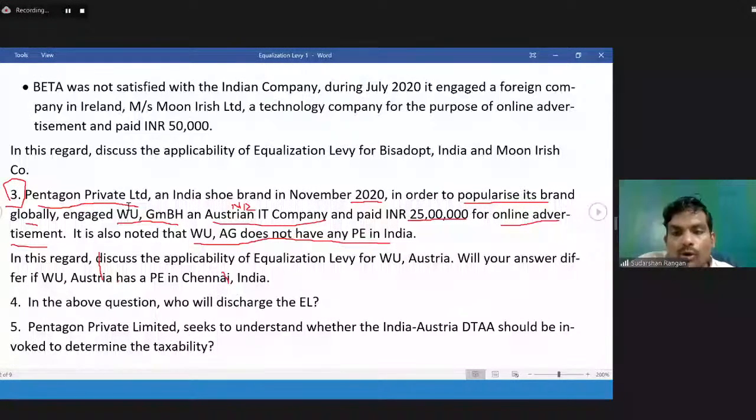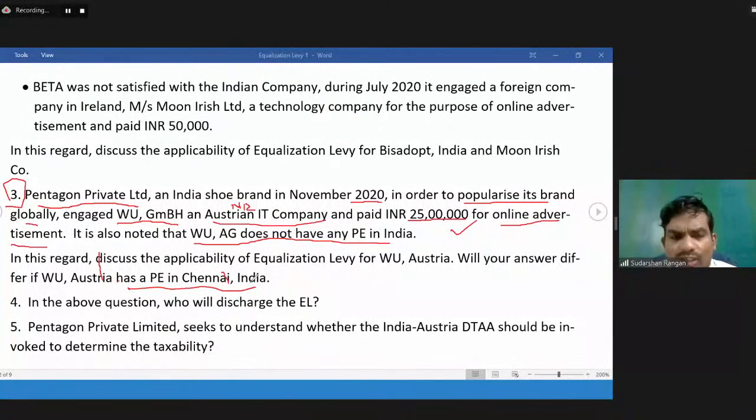Has it exceeded 1 lakh? Yes, it is 25 lakhs. Does it have a PE in India? No, it does not have any PE in India. Then equalization levy is applicable. If it has a PE in Chennai, India, then equalization levy won't be applicable.